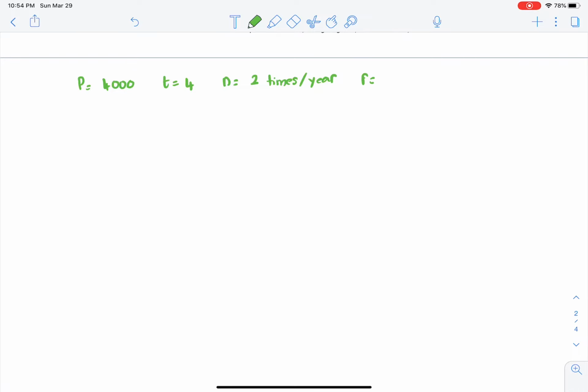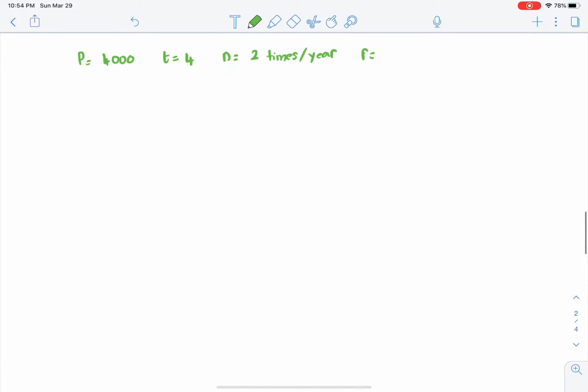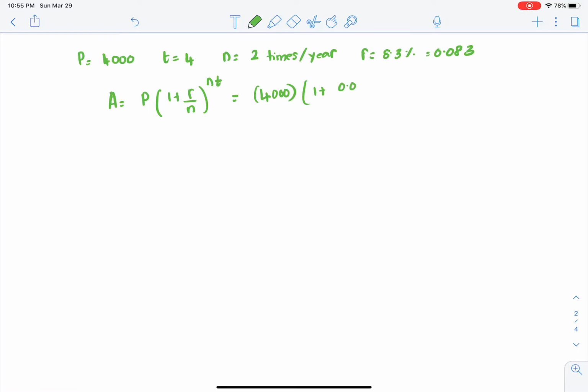And the rate here is 8.3%, so that would be 0.083. So we use the formula. A is equal to the principal times 1 plus r over n raised nt. So 4,000 times 1 plus 0.083 divided by 2 raised 2 times 4.